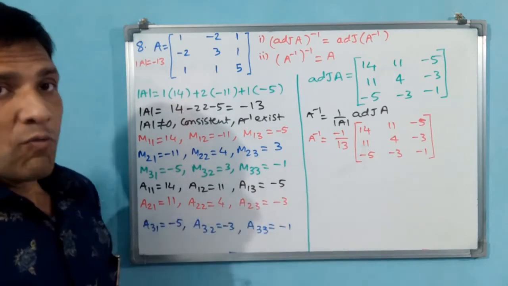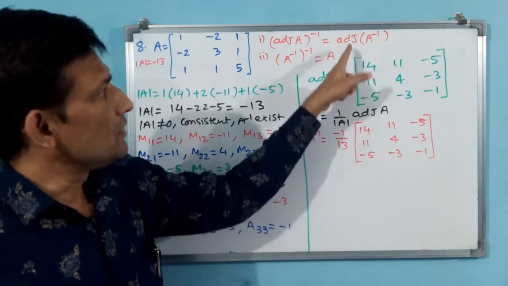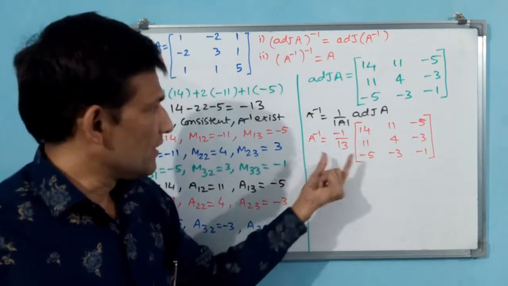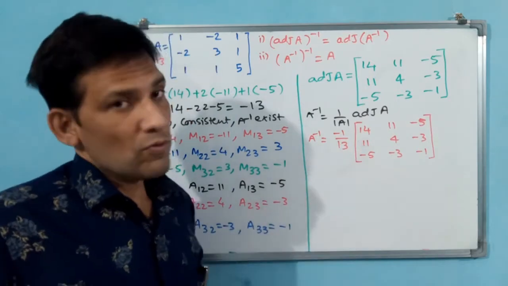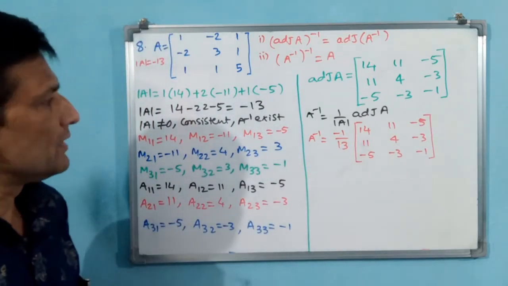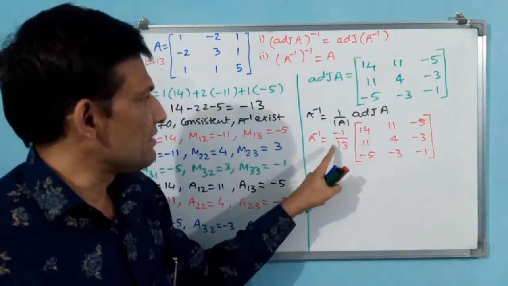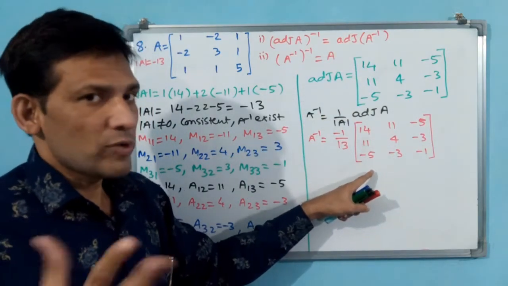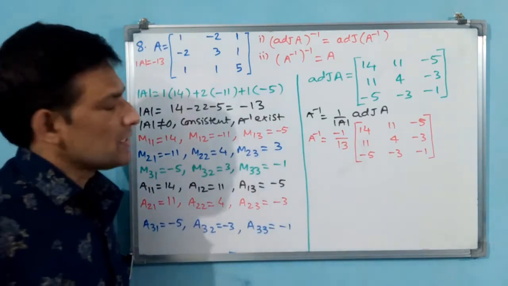We have to find adjoint of this A inverse also afterwards. That means this factor afterwards we will send inside. This one we have to send inside, or else we are not able to do it. But now I am not sending. While finding adjoint, I will send minus 1 by 13 inside, or else we are unable to do this.